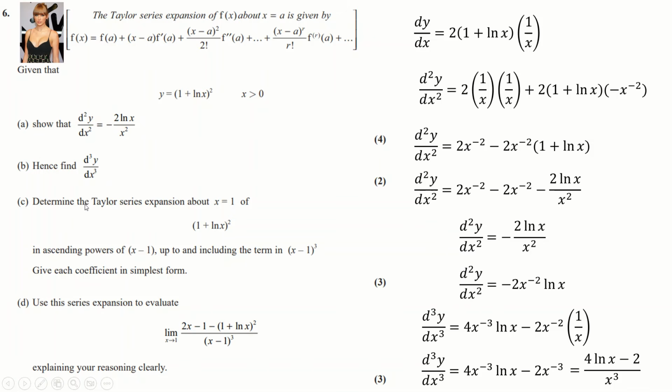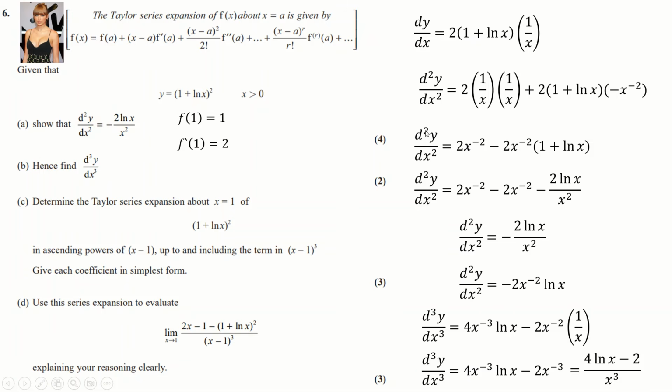Good, so that's going to be very useful for this. Determine the Taylor series at x equals 1. So a is 1 in this Taylor series here. So we need to work out what f of 1 is. Now f of 1 is just 1 plus log of 1, which is 0. So that's just going to be 1, squared is 1. F dash of 1, looking over here, so f dash is dy by dx, that's going to be 0 again, so 1 into 1 over 1 times 2 is 2.